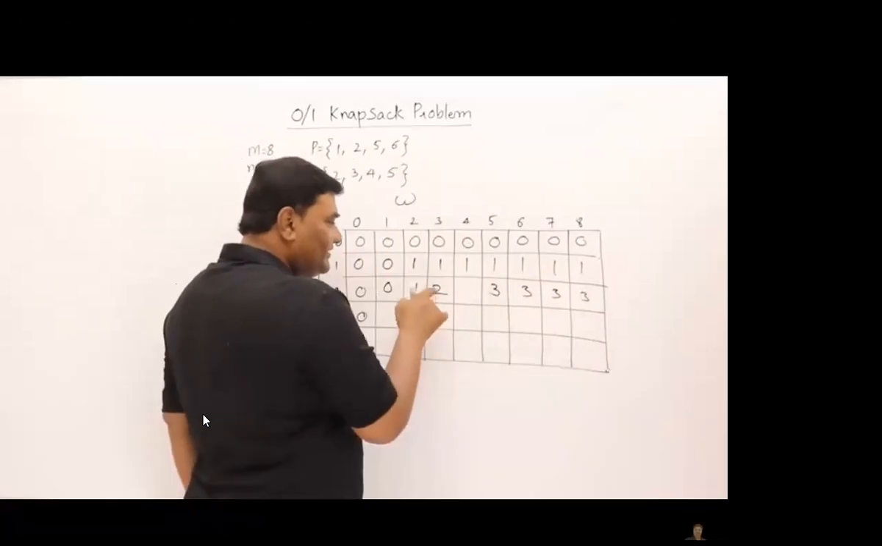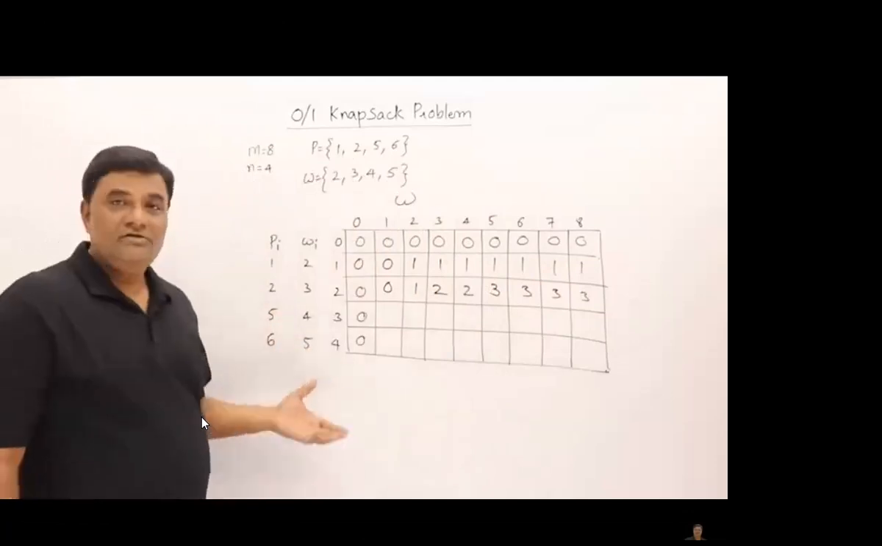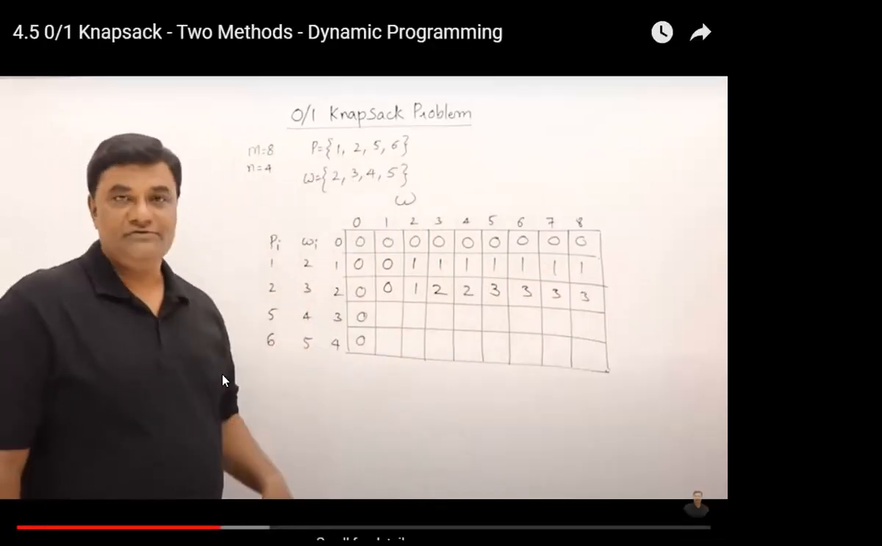Then what will be the value here? As this is 2, this will also be 2. I can take the previous value or this value, whichever is maximum. Now I will fill the third object also. Then for the fourth object, I will show you the formula.